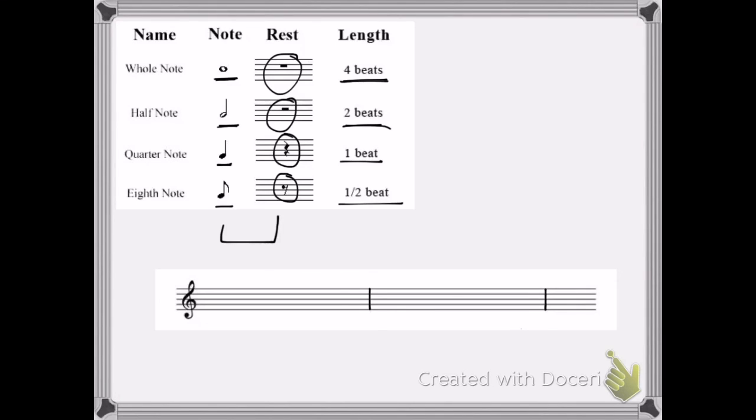So, for example, I could have 2 half notes in one measure. Since each half note is worth 2 beats, having 2 half notes will give me a total of 4 beats, which completes the measure. I could also have 1 half note and 1 half rest. Since each is worth 2 beats, having both of them would give me a total of 4 beats. I could also have 4 quarter notes or 4 quarter rests. Since each quarter note is worth 1 beat, having 4 of them will give me a total of 4 beats. I can also have 8 eighth notes. Since each eighth note is worth half a beat, having 8 of them will give me a total of 4 beats.